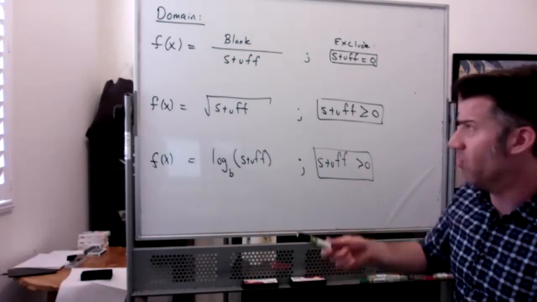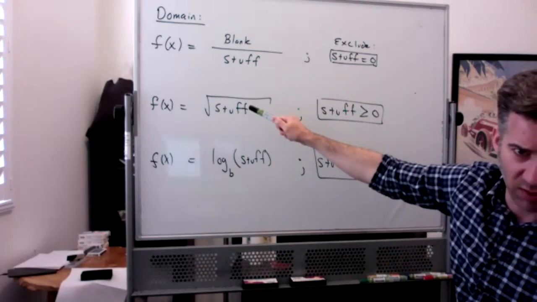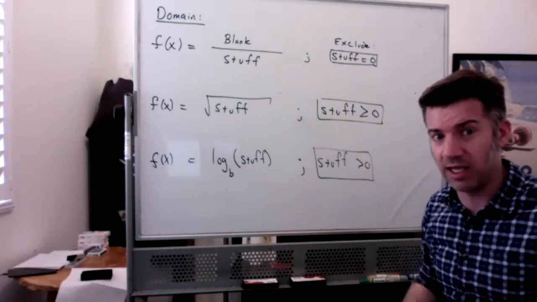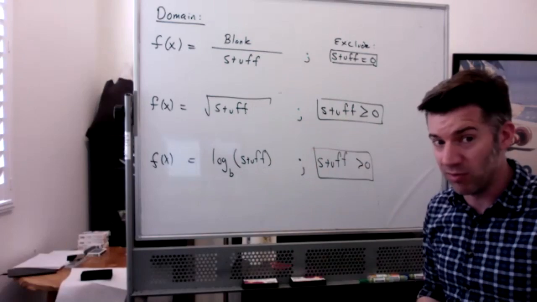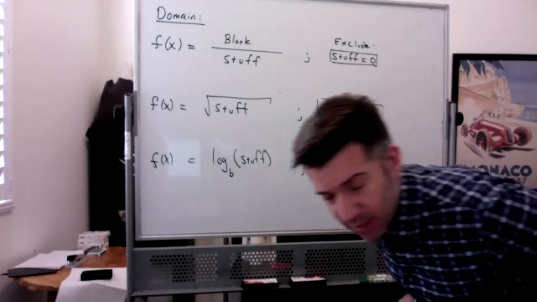So those are the three domain things you always want to think of if someone asks, what's the domain of this function? Do I have division? Do I have a square root or an even root? Do I have a logarithm? If any of those things are present, you might have a domain restriction. So let's look at some examples.